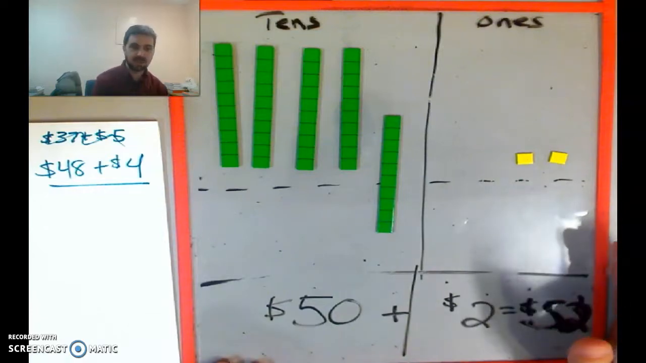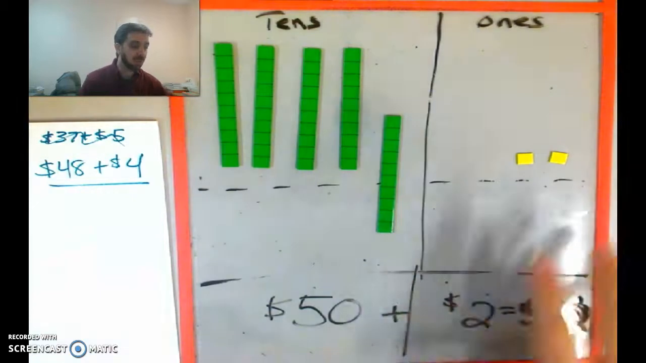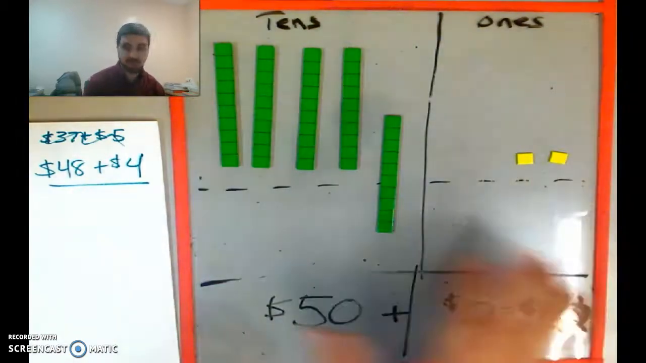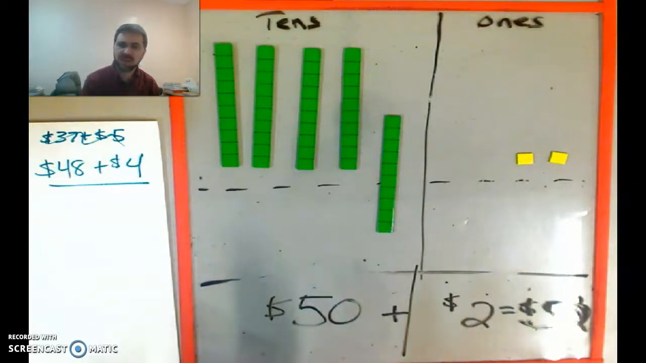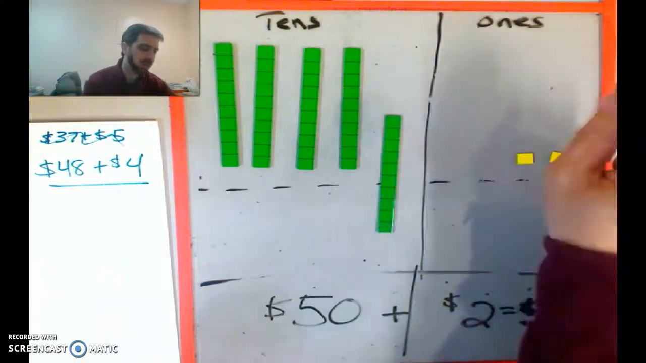Oh, it's hard to see that, sorry, with the light. Okay? All right. So that's how it would look with place value, using the manipulatives. It takes a while. It's not very fast, especially when there's a lot of ones.